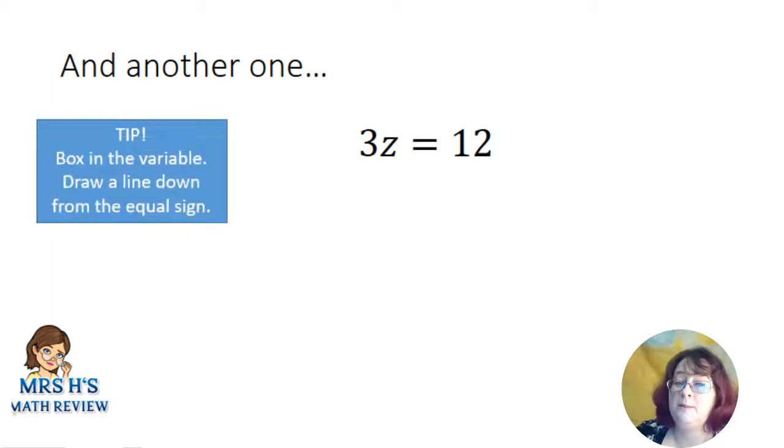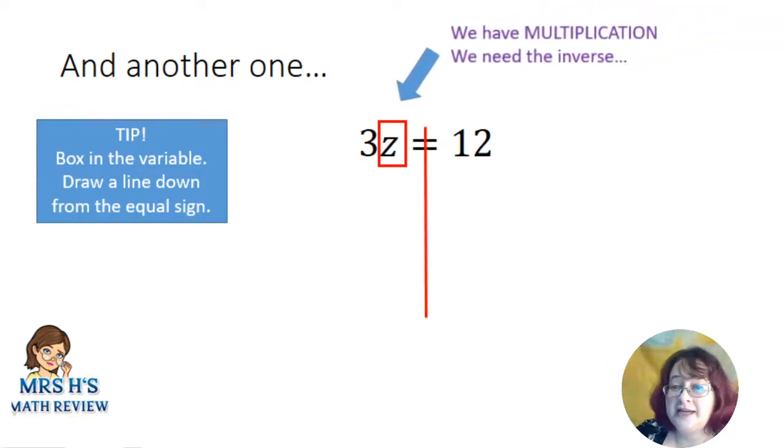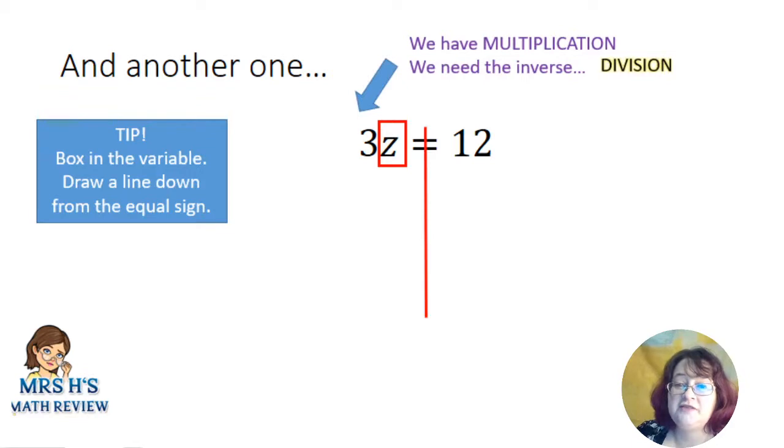I still box in my variable, draw my line. I have multiplication. I want the inverse, which is division. So what I need to do, to get rid of my 3, is to divide by 3. 3 divided by 3 is 1, so that's going to cancel each other out in that multiplication problem. But what I do on one side, I have to do on the other.